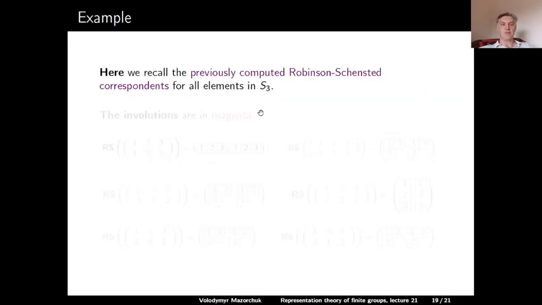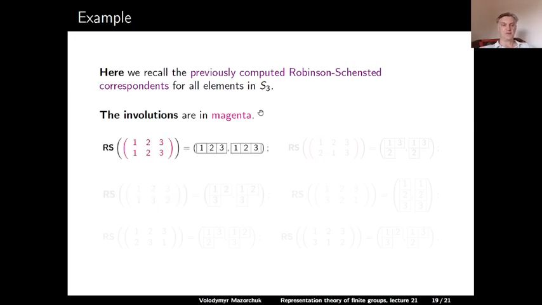Here is an example. Recall that we previously computed the Robinson-Schensted correspondence for all elements in S_3. So here we recall the outcomes, and the involutions are emphasized by magenta color. So the Robinson-Schensted correspondent of the identity is the pair 1 2 3, 1 2 3, the same tableau of shape 3. And of course we see that both tableaus are equal. So this is an involution, and P of it is equal to Q of it.